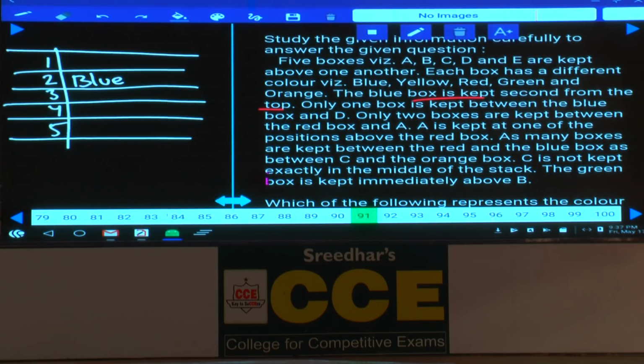Only one box is kept between blue box and D. Between blue box and D, how many must be there? There must be exactly 1, and so D must be the 4th box.